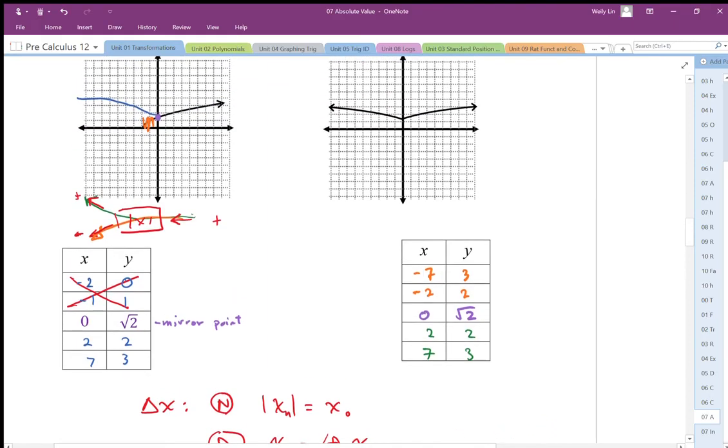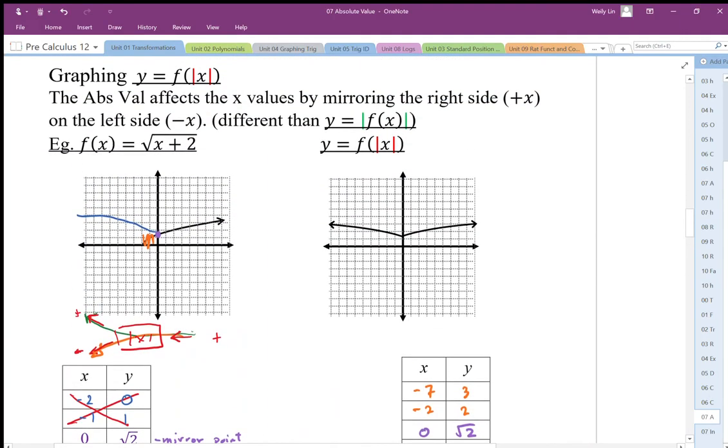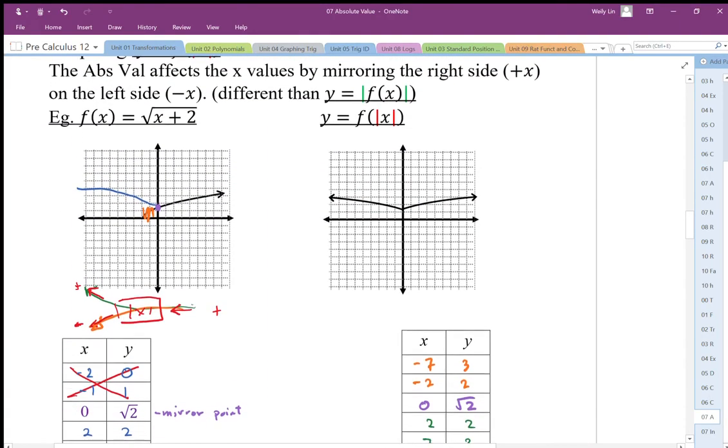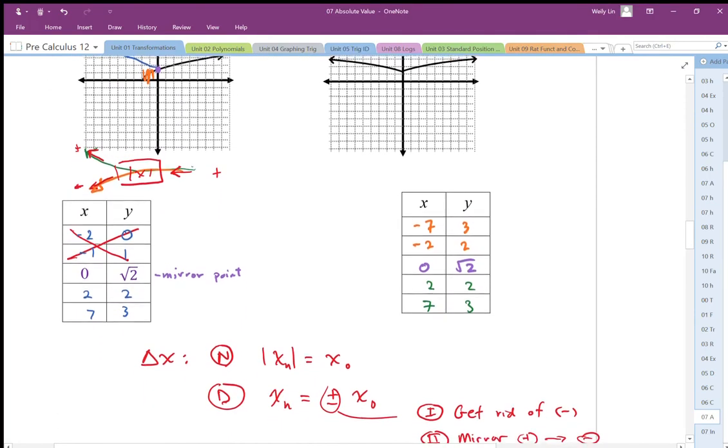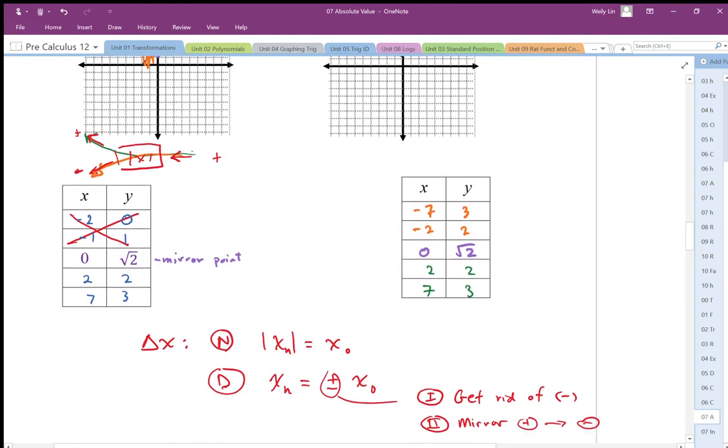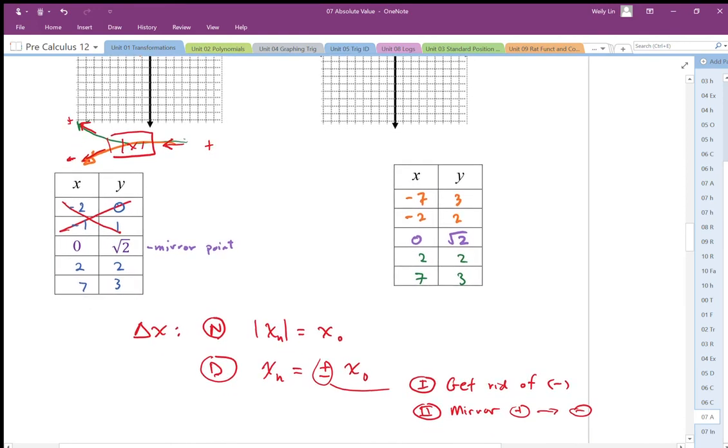So it behaves very differently than absolute value around the y. These are two very different situations, and we have to make sure that we're clear which one we're dealing with. With the y's, it's pretty straightforward. With the x's, we have to be extra careful, because now when we undo the absolute value, the two steps are we get rid of negative, we mirror the positive.